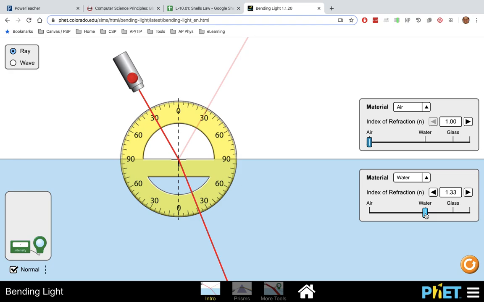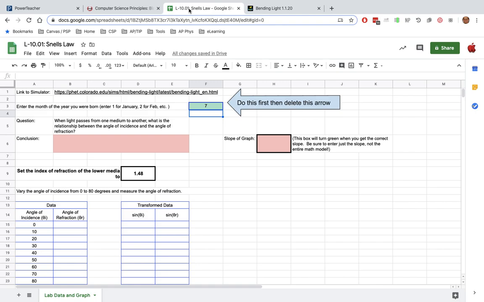So if I'm supposed to be at 1.48, I'm going to move my slider till I get to 1.48. And you can use these to make fine adjustments. But you will not get the correct slope for your lab if you do not make this material down here have the correct index of refraction. On your lab document, after you put in the month you're born, it'll tell you right here what to use for the index of refraction for the lower media. Once you've got that, you can go ahead and start collecting data. For each angle of incidence, 0, 10, 20, 30, etc., you're going to measure the angle of refraction.